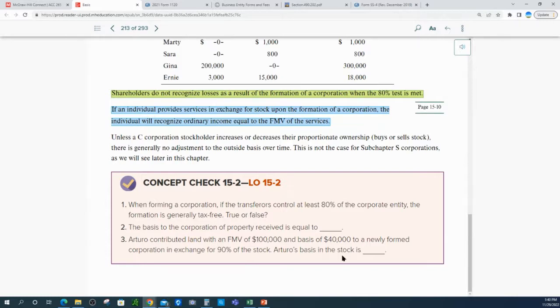Remember, the basis is going to remain the same. It's going to be his basis. Here, we don't have any liability or anything to deal with. So it's just simply going to be the $40,000 that transfers, that basis is going to transfer over.